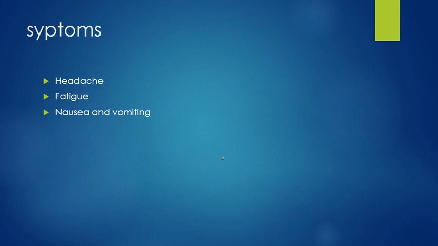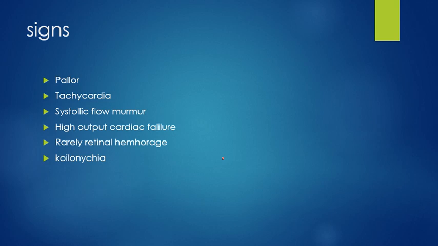The symptoms will include headache, fatigue, nausea and vomiting due to decreased concentration of oxygen in the tissues. The signs will include pallor, that is the color of the skin will be yellow, tachycardia, the heart rate will increase, and there will be a systolic flow murmur.